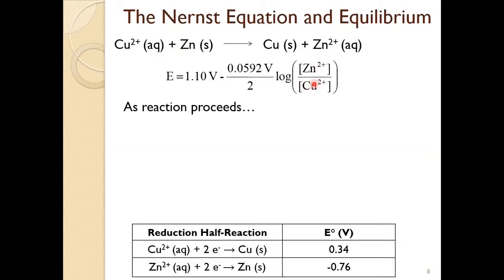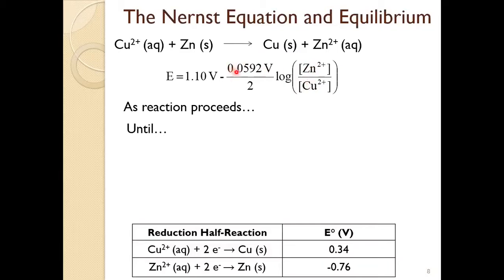As this reaction proceeds, as copper 2+ is reduced to elemental copper, and consequently zinc is oxidized to zinc 2+, eventually, as time goes on, the zinc 2+ concentration is going to increase. The copper 2+ ion concentration is going to decrease. As time goes on, reactants are consumed, products are produced. As a result, this ratio gets larger in time.